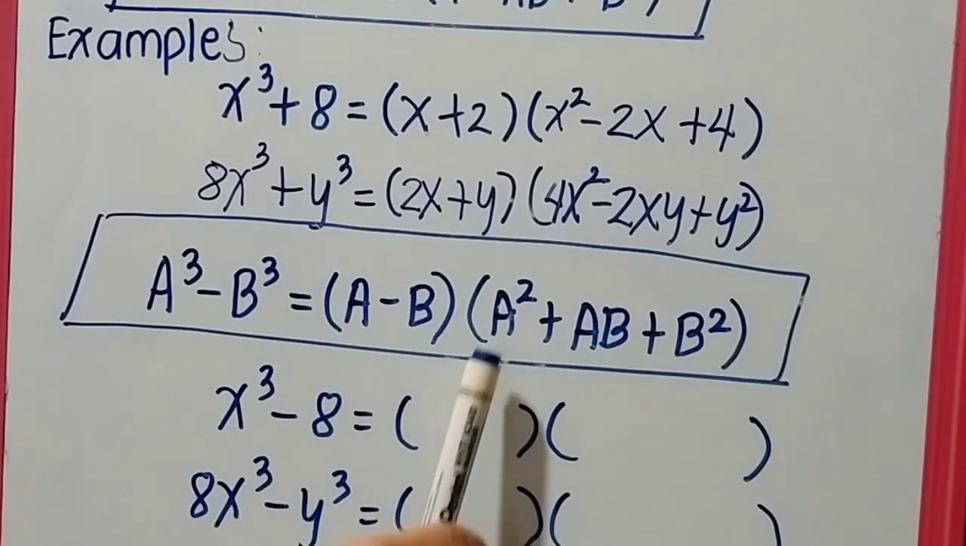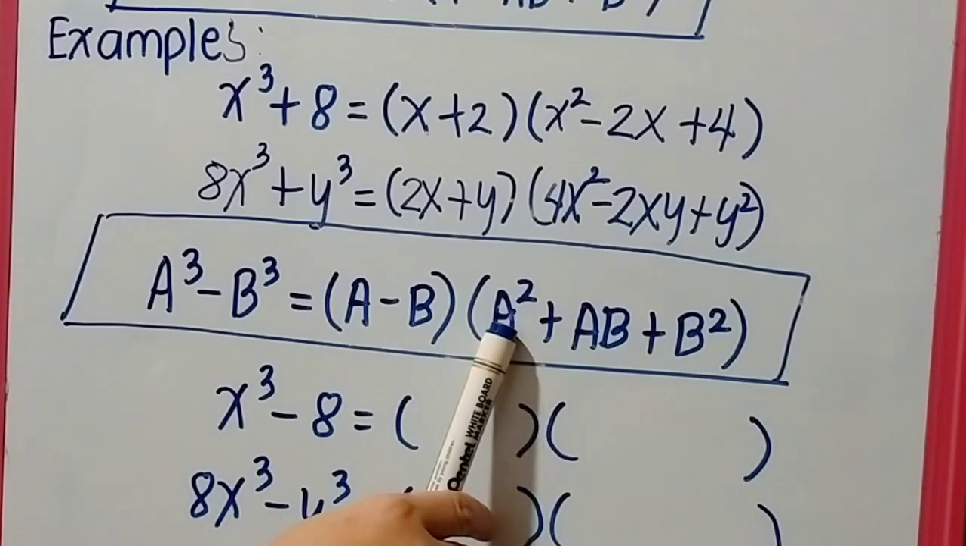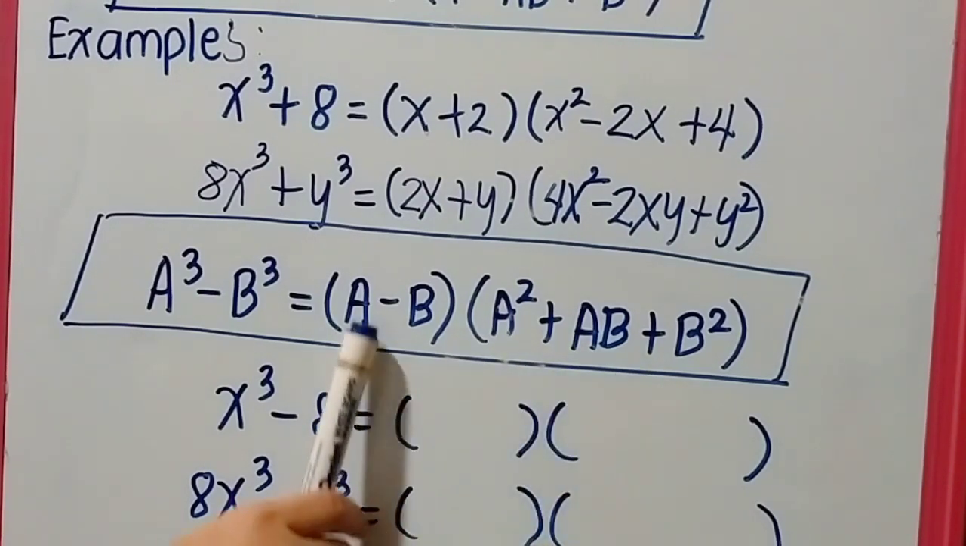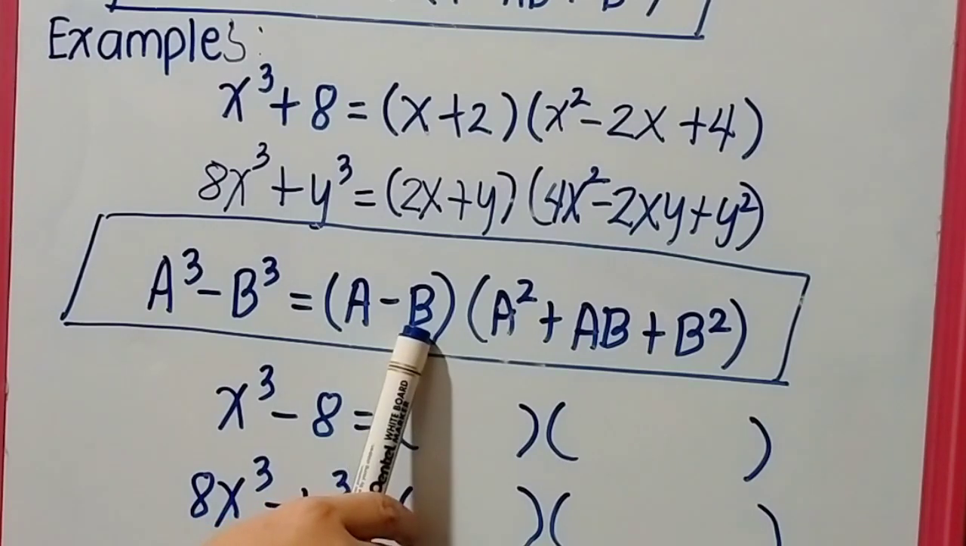The second factor, we will just square the first term of the first factor, a times a, a squared. Then we will multiply these two. A times negative b is negative ab. Now we will get the opposite of the sign.